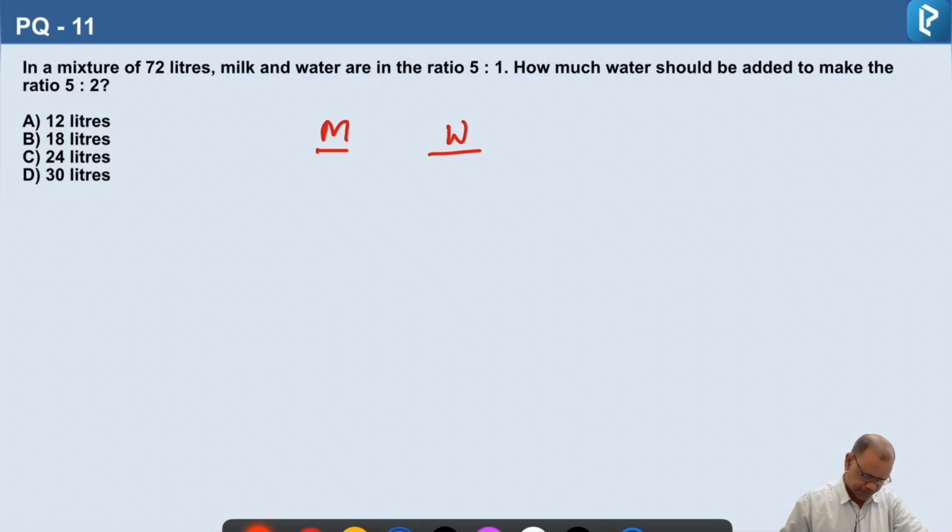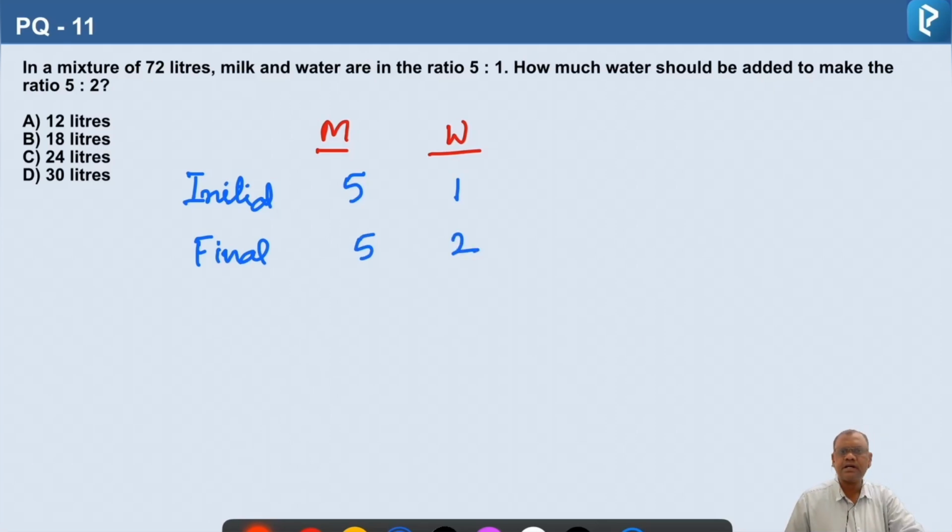So we have an initial ratio as 5:1 and a final ratio is 5:2. So the quantity of milk remains same. So only water is added. So initially it was 1 part and finally it is 2 parts. So 2 minus 1, that is 1. 1 part of water is added.